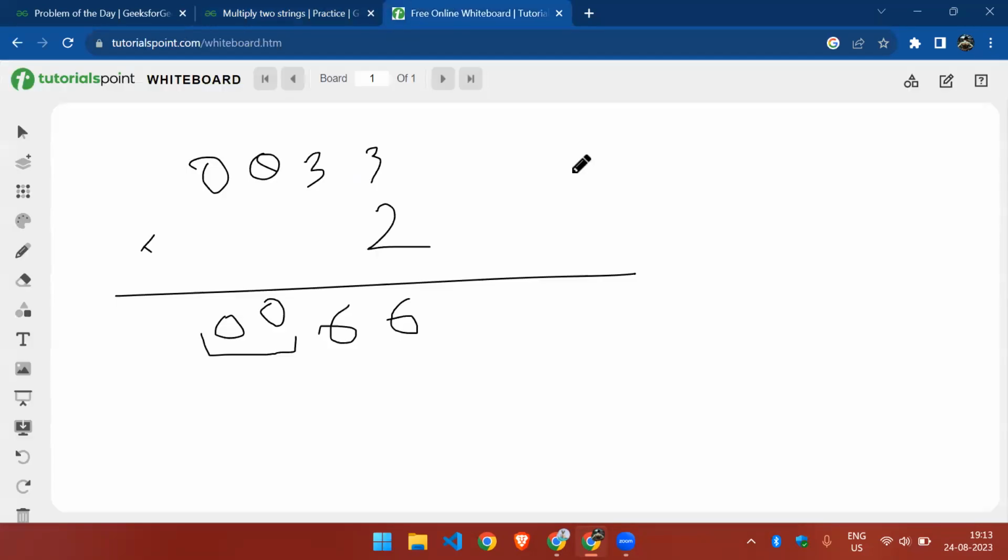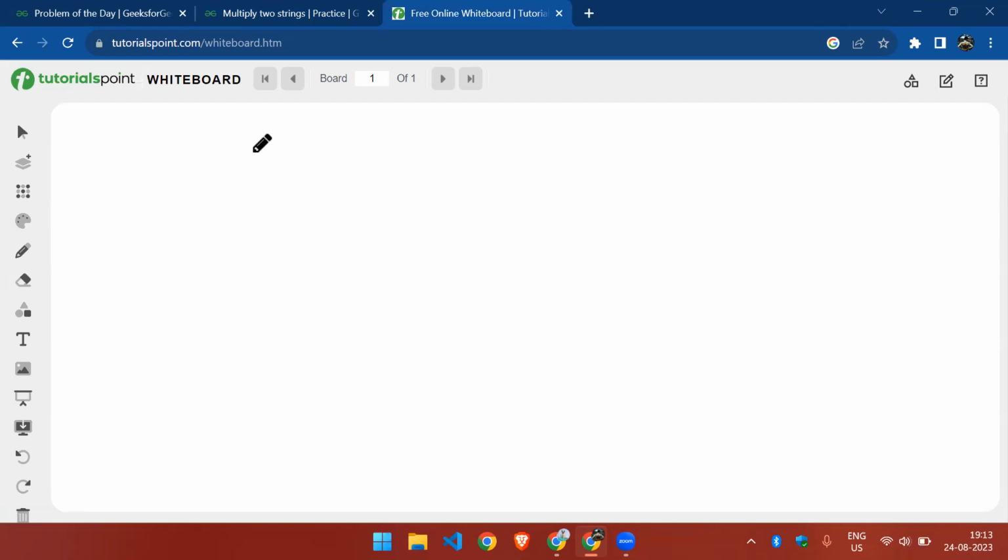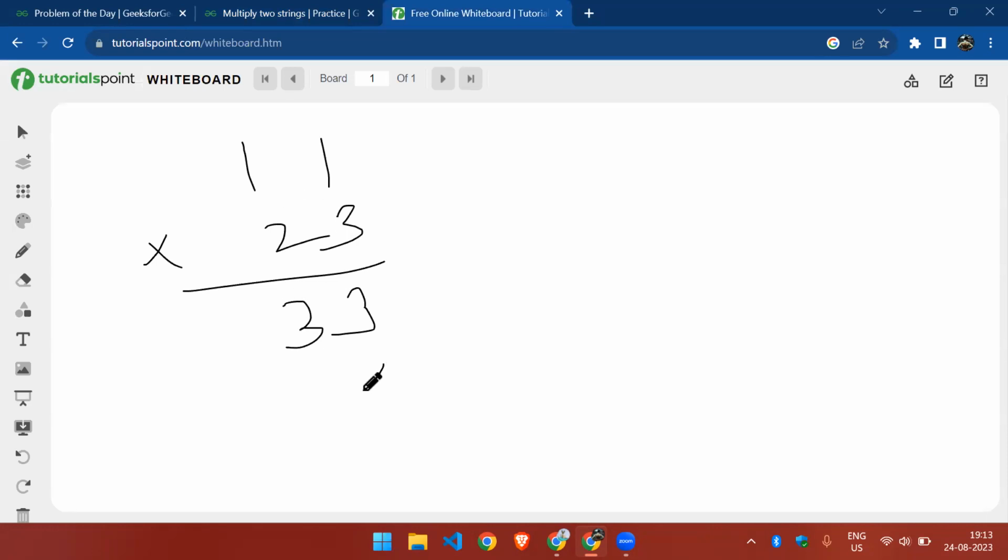In the next test case, we have 11 and 23. Okay, so first, what do we do? We simply multiply this 3 with 1, right? So it is 3, and then it is 3, right? Then we leave a space here.